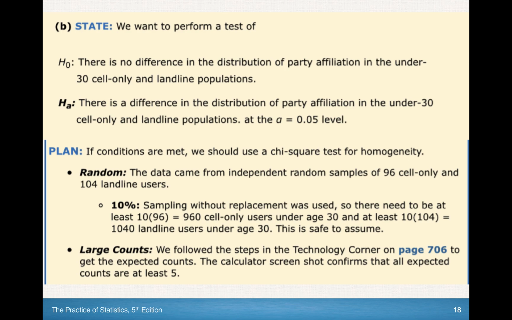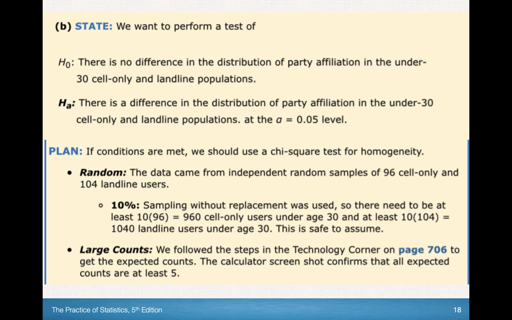do, conclude. So in my statement, we want to perform a test where my null hypothesis is that there is no difference in the distribution of party affiliation in the under 30 cell-only and landline populations. So two populations. I have the cell-only and landline populations, and again, we're only looking at people under 30. So two populations. The one variable is the distribution of party affiliation. The alternative is that there is a difference in the distribution of party affiliation in the cell-only and landline populations. We're looking at an alpha level of 0.05.